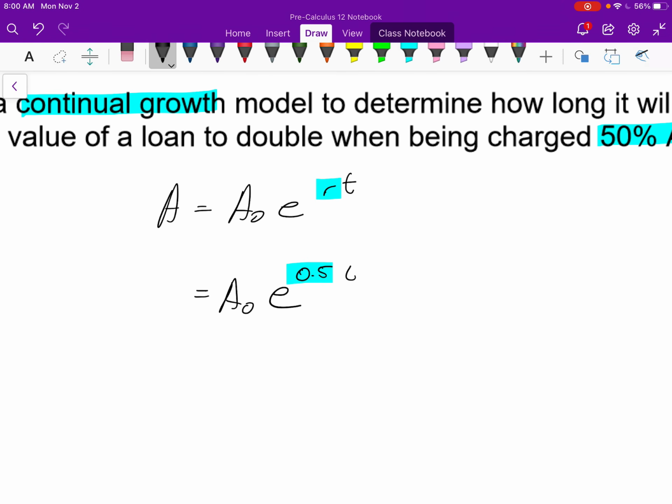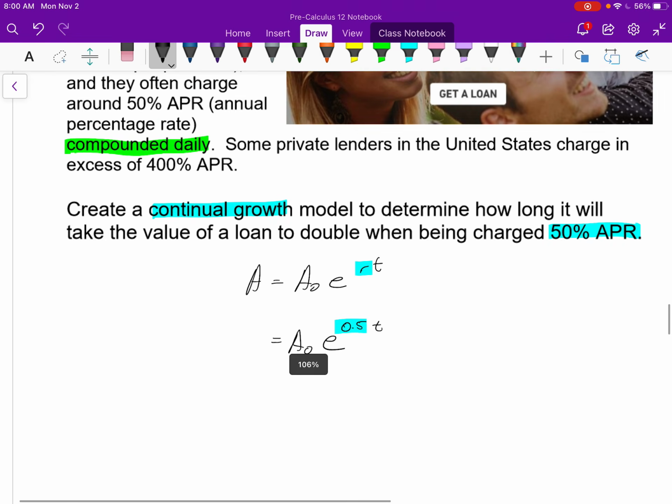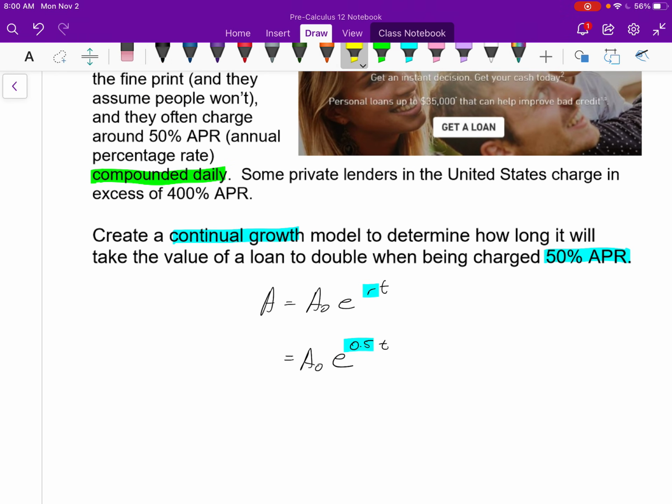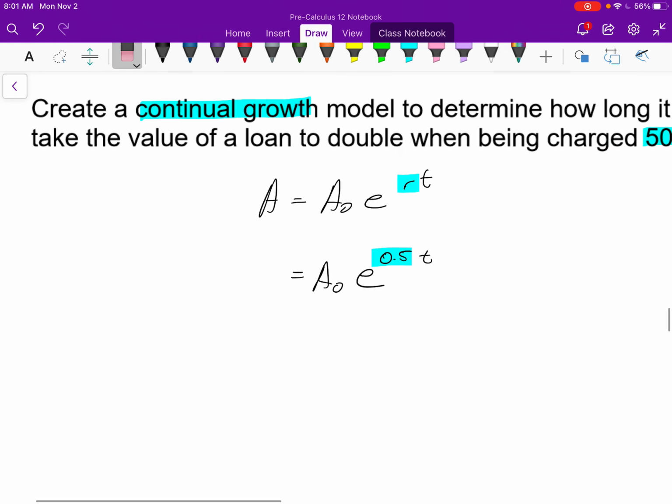Times time. Now I know the units for time here must be in years, because my percentage is a 50% annual percentage rate. Okay, so I know my time is in years. It's all based on whatever the percentage is. That's it. I want to see how long it takes for my initial amount to double, so from A naught to 2 times A naught.